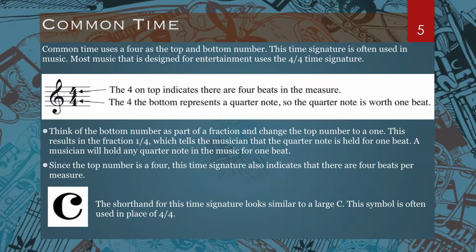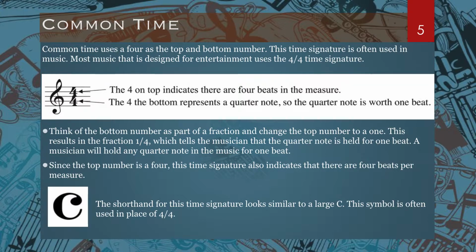4/4 time signature is used so often that we call it common time. So if you ever hear somebody refer to 4/4 as common time, or if you hear somebody just generically refer to the time signature as common time, it means there's going to be 4 beats in the measure and the quarter note is going to be worth 1 beat. So common time uses a 4 as a top and bottom number. This time signature is often used in a lot of music. Most music that is designated for entertainment use uses the 4/4 time signature.